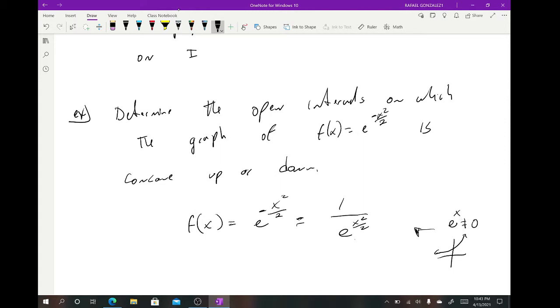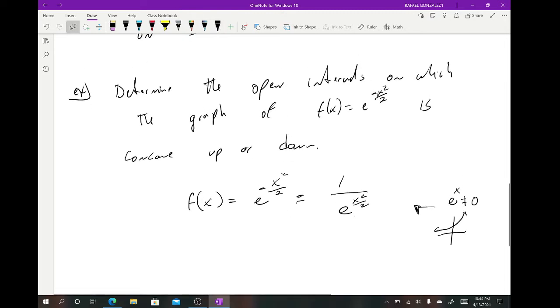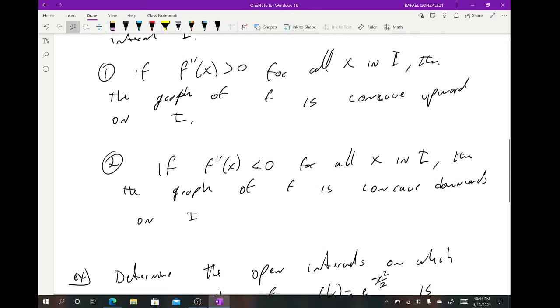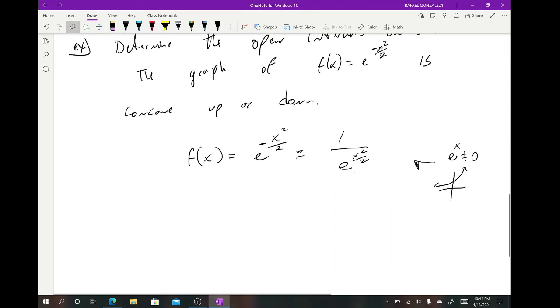Now, because f is continuous on the entire real number line, we can proceed with finding the first and second derivatives of f so that we can apply the test. So let's actually do that. Let's take the first derivative of f. I'm going to work with this because it's a bit nicer.